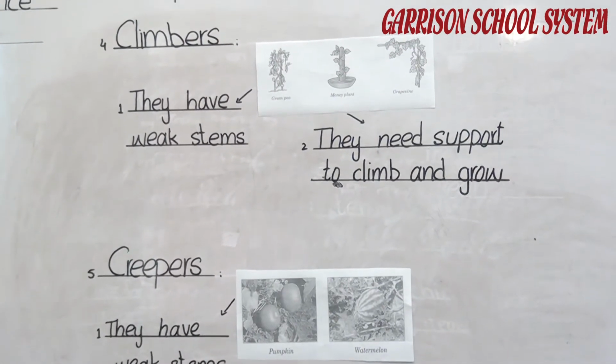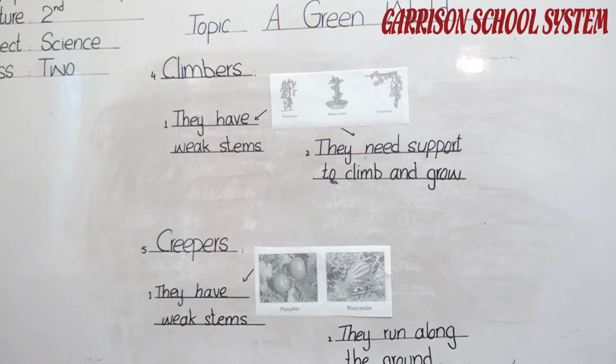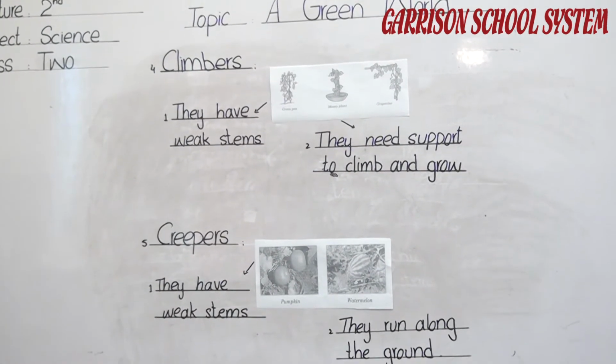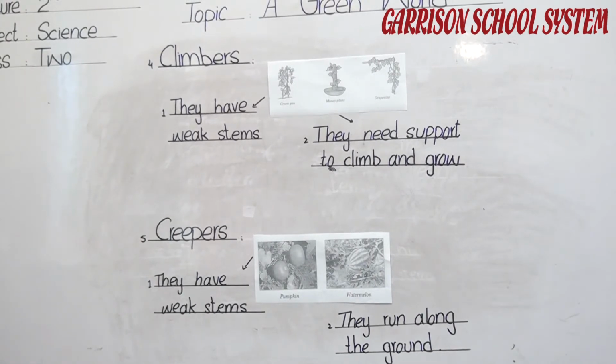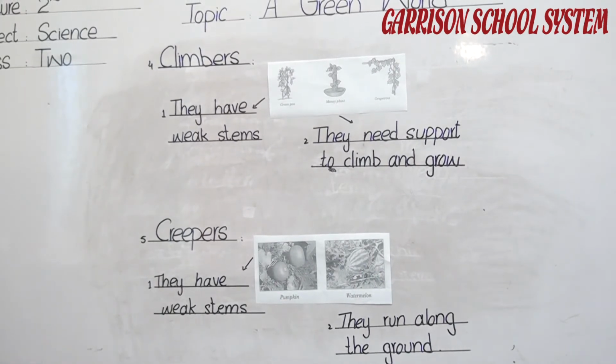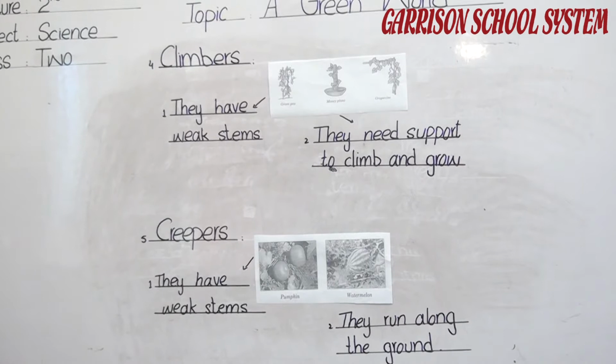The last type of plant on page number 11 is the thorny plants. Some plants have thorns on their stem. You can see in the pictures, there is a rose, lemon and cactus. If you observe the stems of these plants, you see that there are thorns on their stem.